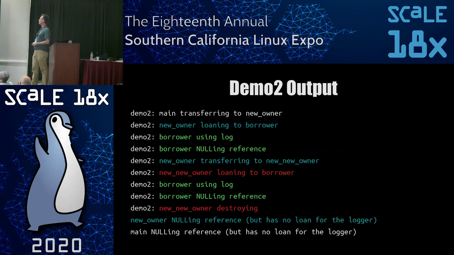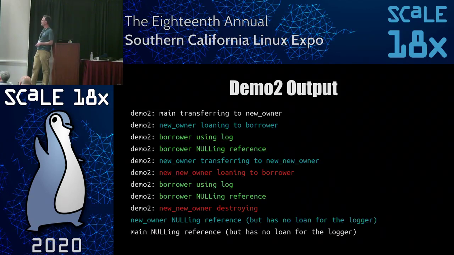So what does it look like when you run this? I'm sorry this is a little smaller, but there were too many lines of output. I use the colors to show you which function is reporting what it's doing. So main, the main function, what does he do? Transfers ownership to a new owner. Okay? New owner loans it to the borrower, who's in green. What does he do? He uses the log, which is actually, basically this. And then he nulls his reference. Again, you didn't have to do that, but it's nice to be explicit, right?